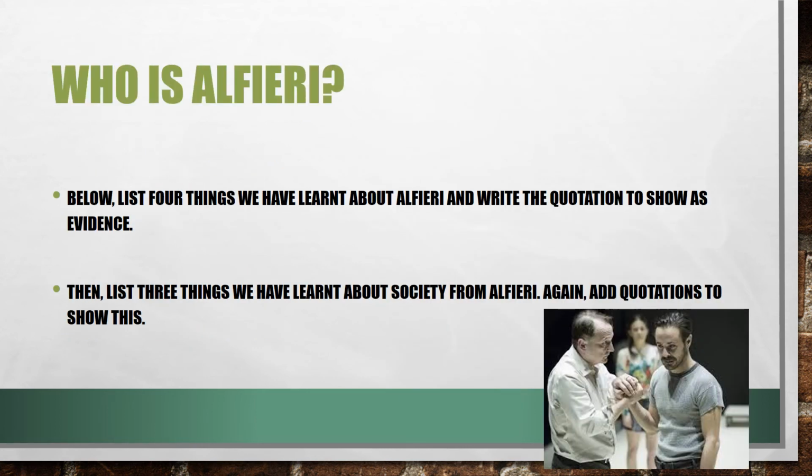So just to finish off today's lesson, it's been quite a quick lesson. I would like you to list 4 things that we have learnt about Alfieri, write those down, but then also add a quotation as your evidence. Then I'd like you to list 3 things that we have learnt about society from Alfieri. And again, I'd like you to add quotations. You need to get into the habit of adding quotations as much as possible. You'll need to do this in your GCSE, and it's just a really good way to evidence your ideas.